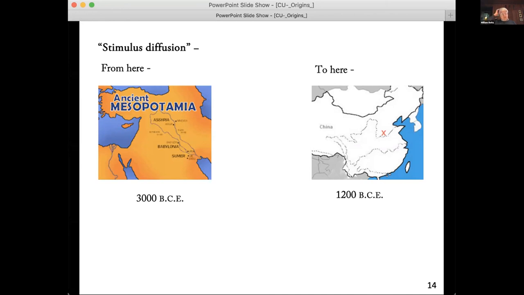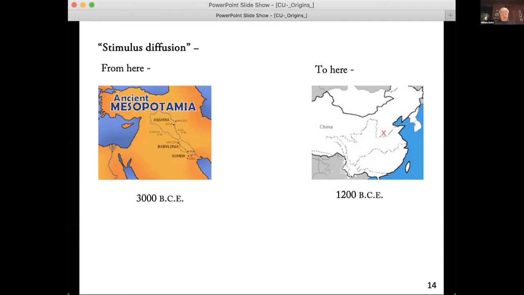Apart from a general skepticism about the stimulus diffusion claim, there's a more specific basis for being skeptical. As I mentioned, Chinese writing is known no earlier than around 1200 BC. If writing from the ancient Near East is responsible for the invention of writing in China, it would mean that there was no development of writing in China from any kind of indigenous precursor, non-glottographic sign system.